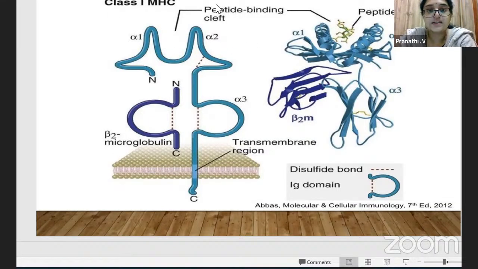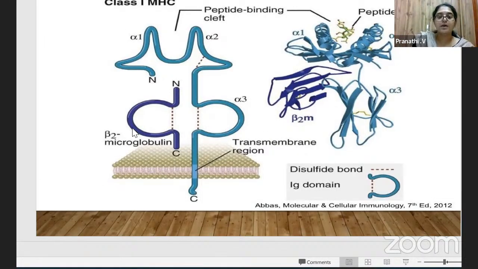So again, this is the peptide binding cleft wherein the antigen comes and binds over here. And greatest variability occurs in the alpha 1 and the alpha 2 sequences. They also bind to the T cell receptor of the CD8 T lymphocytes. So this is all about the MHC complexes.